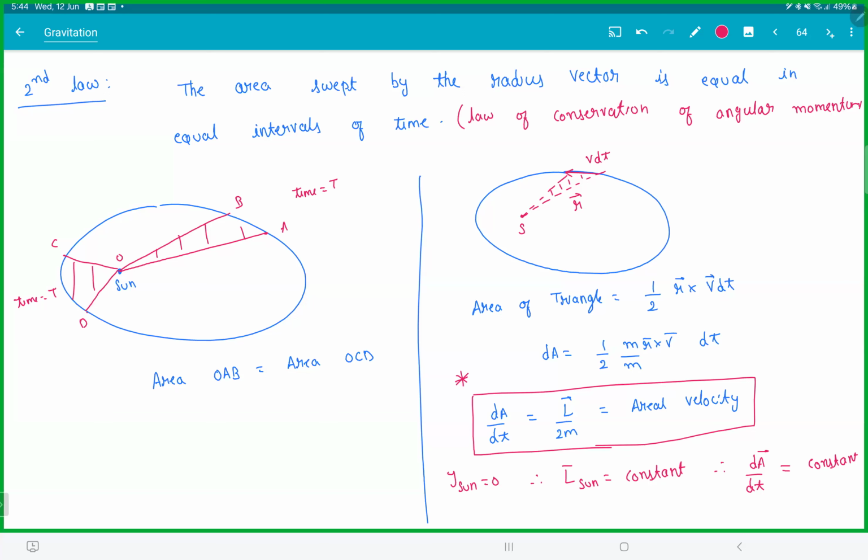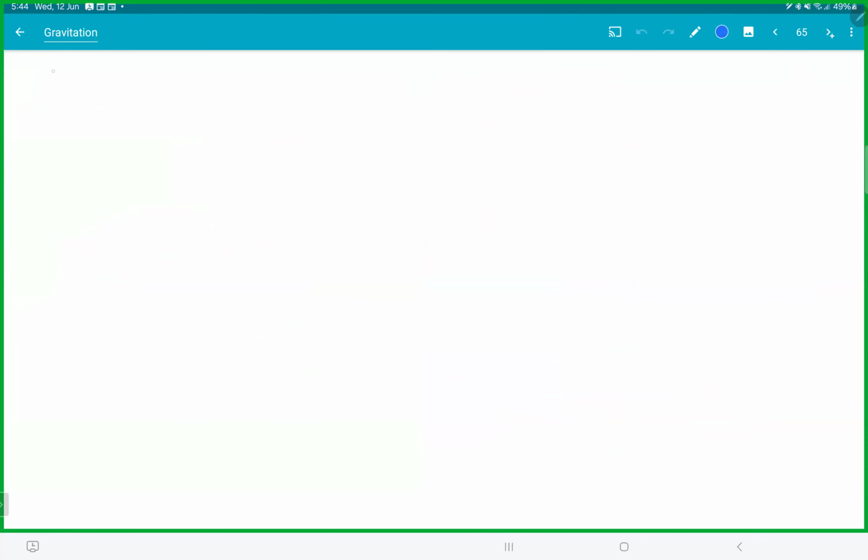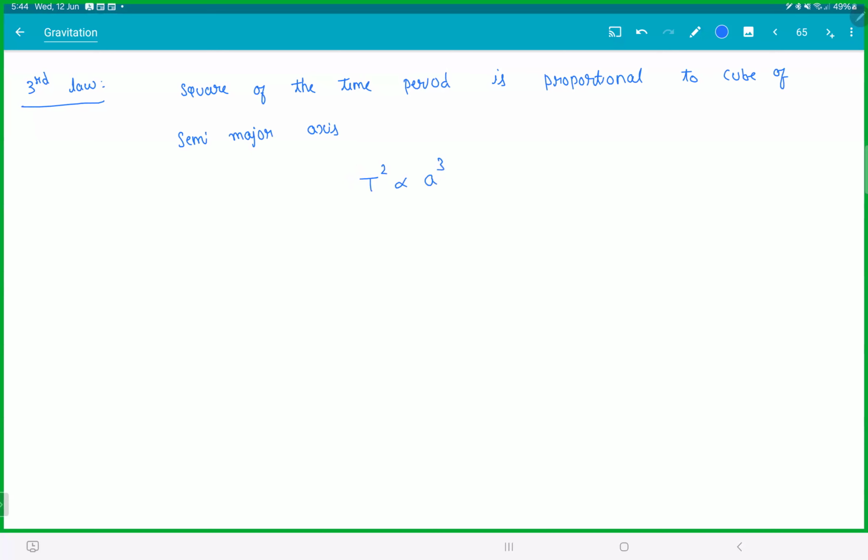Clear? Next one. Third law. The square of the time period is proportional to cube of the semi-major axis. So we have T square is proportional to a cube. Now this thing we already wrote.